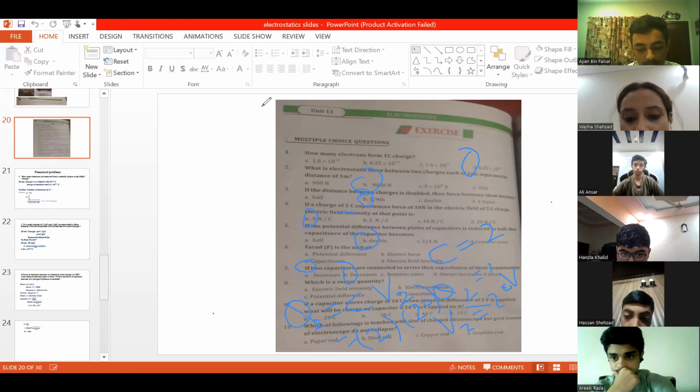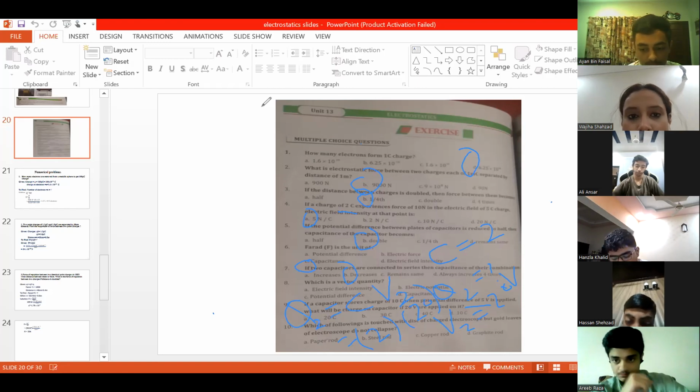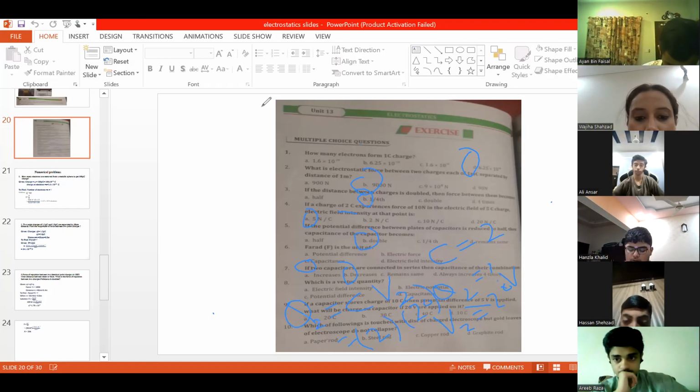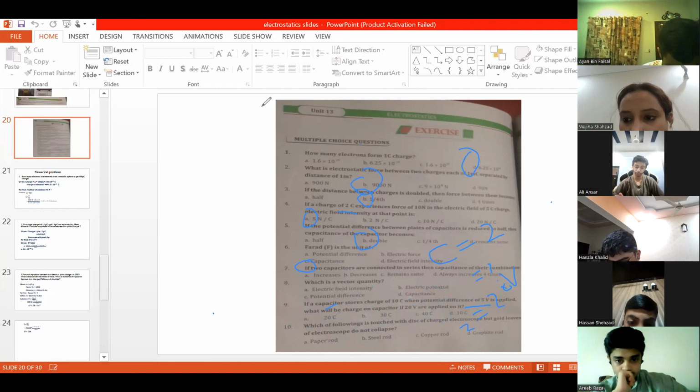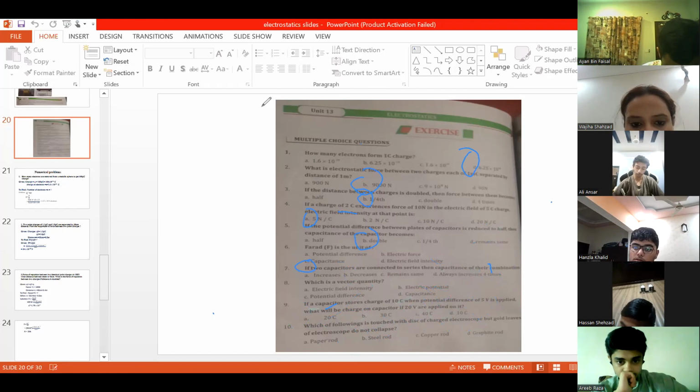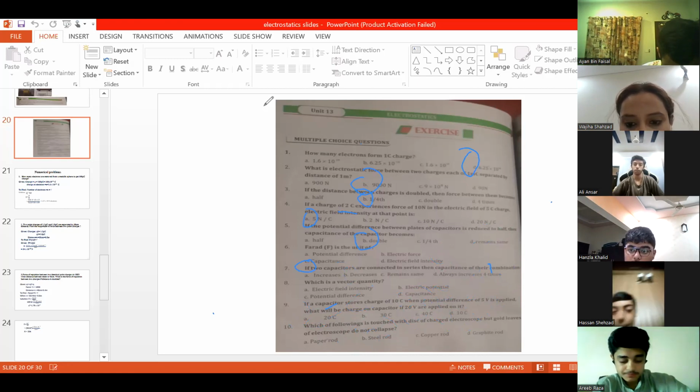We put the value of capacitance, 2 farad, and V2 is 20. So if you multiply 2 with 20, what will you get? Yes, Hassan? 40. Okay, good. So the right answer is 40 coulomb. Mark option C. So in MCQ number 9, the right answer is option number C.